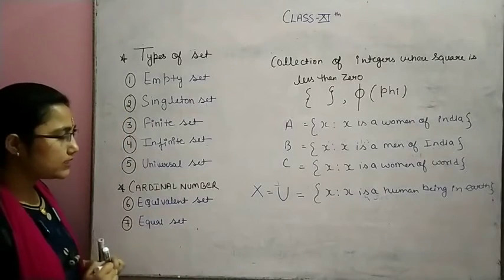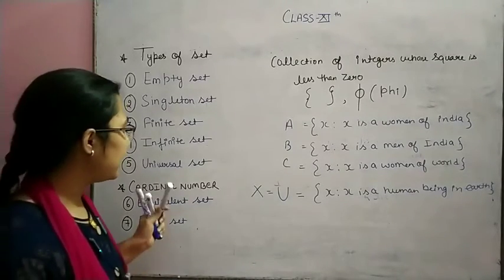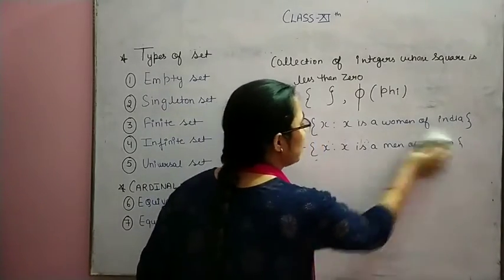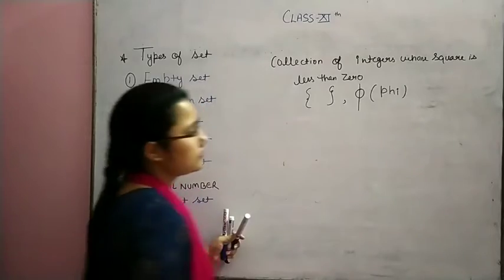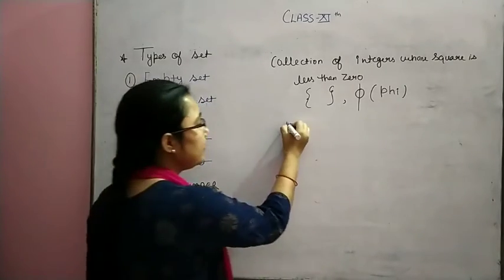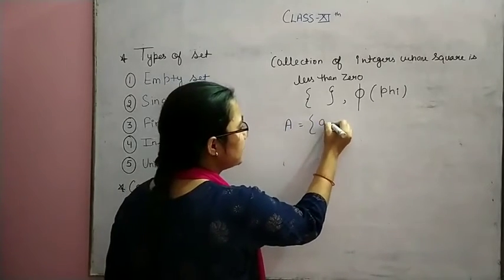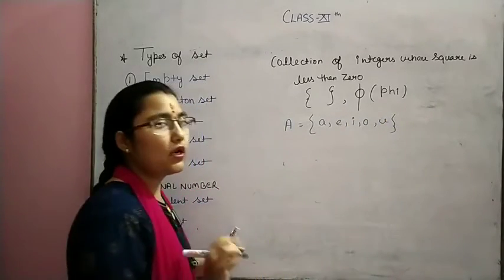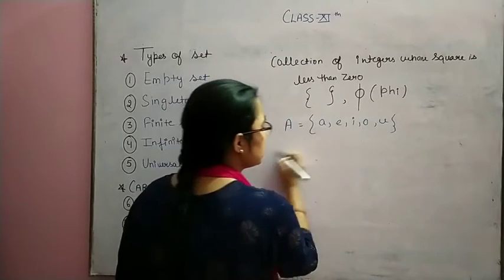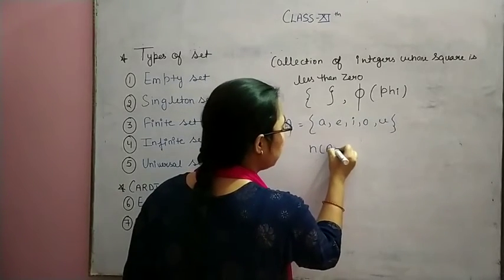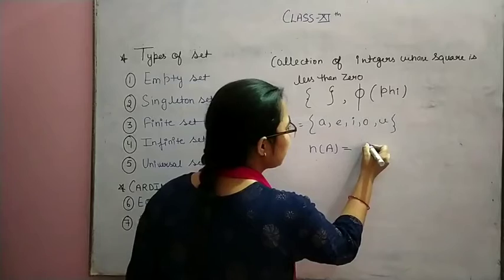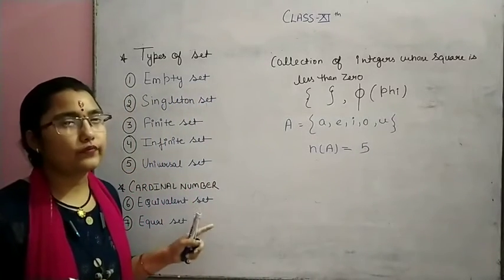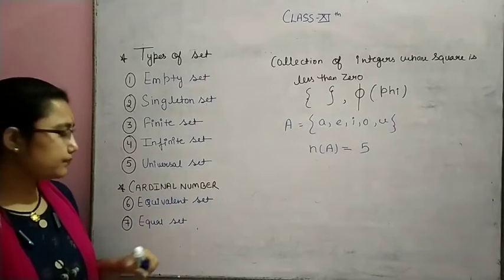Now come to the cardinal number. As we already discussed, what are cardinal numbers? The total number of elements in a set is known as the cardinal number. Suppose we have a set of vowels A, E, I, O, U. There are a total of 5 elements. The cardinal number is denoted by n(A) equals 5. It is also known as the order of the set.